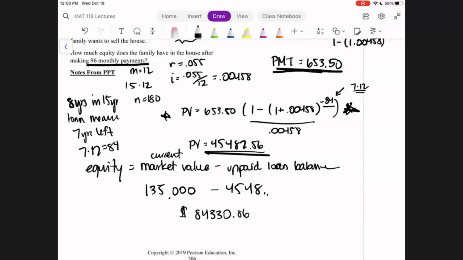And so let's see how much we would actually make from selling this house. So 45482 point.